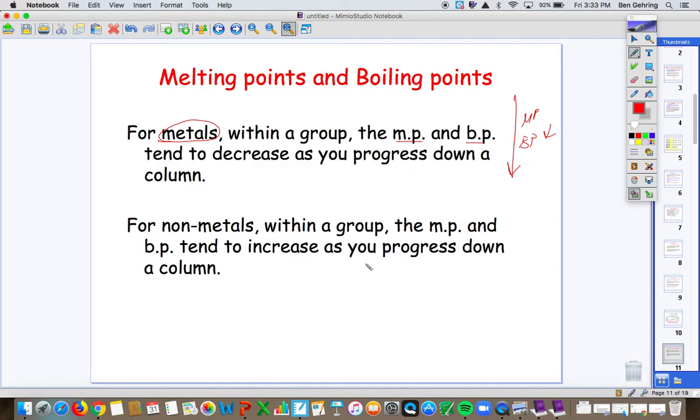For nonmetals, as you go down a column, your melting point and boiling point go up. They require more energy to melt and boil as you go farther down the list, whereas metals, the melting and boiling points decrease. So that's the difference between metals and nonmetals in terms of melting and boiling points.